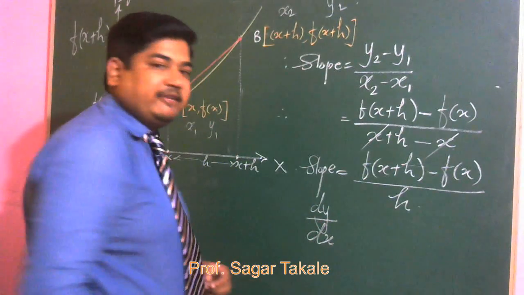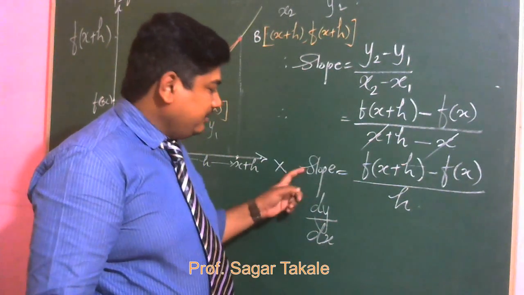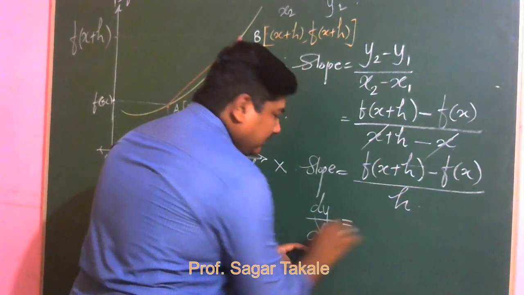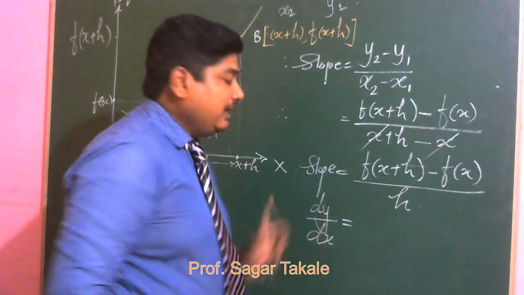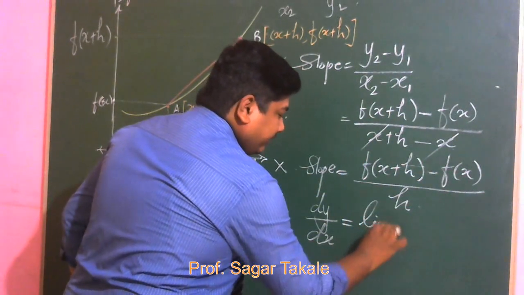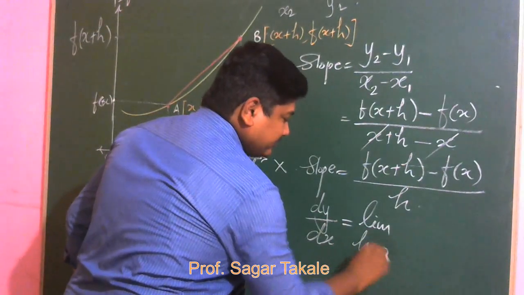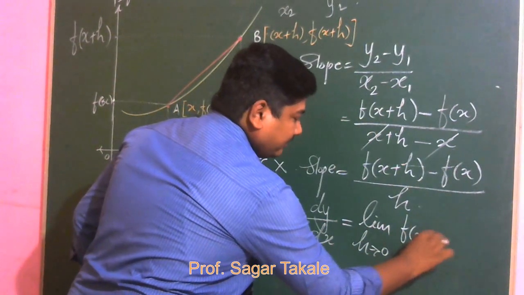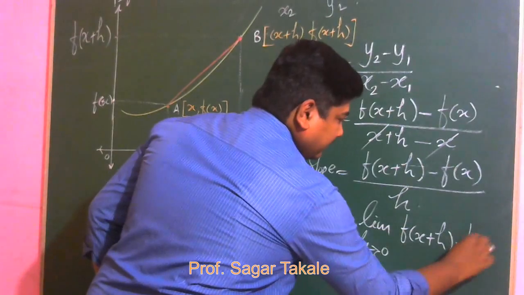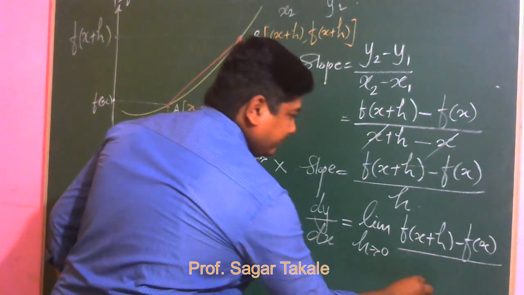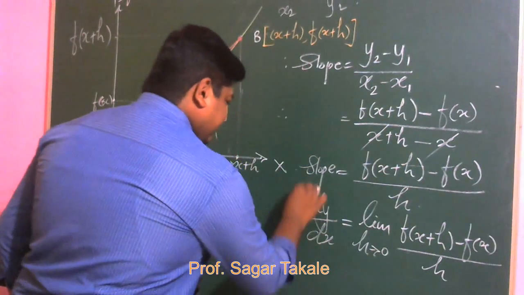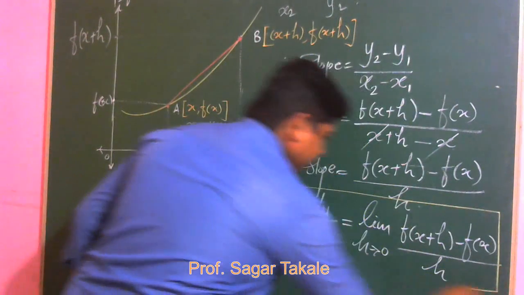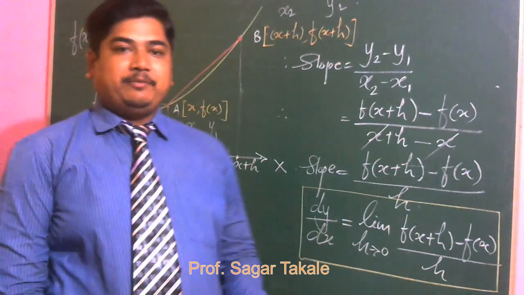So this is nothing but dy by dx. ये कब होगा? अगर मैं इस पर्टिकुलर फंक्शन को जो अभी मिला है मुझे, स्लोप को, लिमिट अप्लाई करता हूं. लिमिट क्या होगा? h tends to 0, f of x plus h minus f of x whole divided by h, right? And this is the very first formula to get the derivative of any particular function.